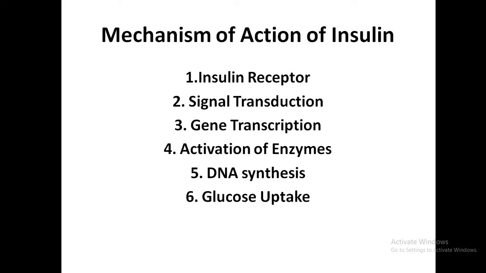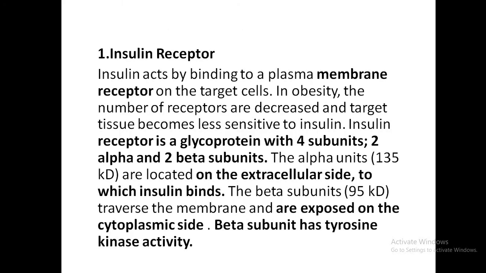Mechanism of action of insulin. I will describe this under the following headings. First is the binding of the insulin with the insulin receptor, which is then followed by signal transduction and then gene transcription, which leads to activation of enzymes, and also DNA synthesis and glucose uptake. Insulin binding to its receptor, which is on the plasma membrane, is the first step. In obesity, the number of receptors is decreased and target tissue becomes less sensitive to insulin.